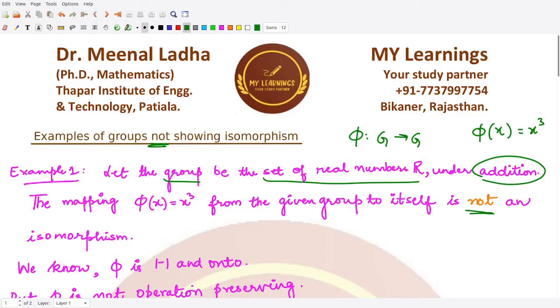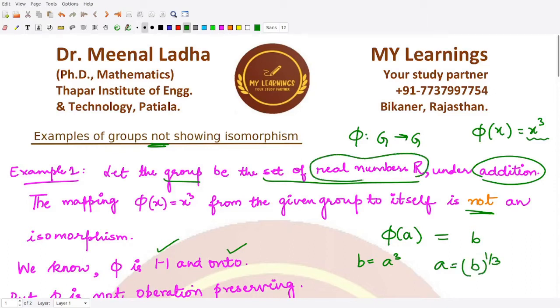We know that because the mapping is phi of x is x cube, it is 1-1 as well as onto, because for every element we can calculate the cube root. So given some value b, we can always find a such that phi of a is equal to b. Why? Because b is equal to a cube, and you can always calculate a from it by taking the cube root of b, which is always present in the set of real numbers, right? So there is no issue. This is onto. Similarly, it is also 1-1.